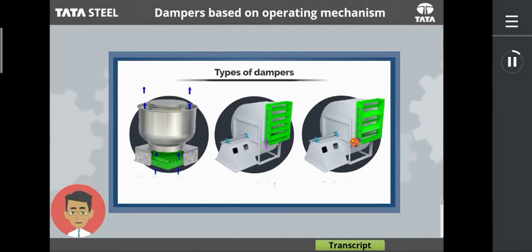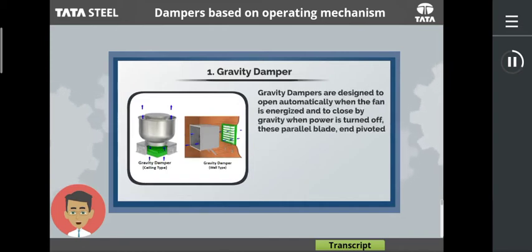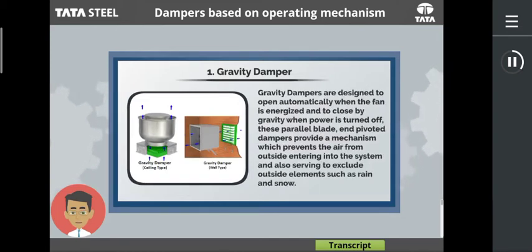Depending on the basis of operating mechanism, dampers can be classified as 1. Gravity damper, 2. Manual operated damper, 3. Motorized damper. Gravity damper. Gravity dampers are designed to open automatically when the fan is energized and to close by gravity when power is turned off. These parallel blade and pivoted dampers provide a mechanism which prevents the air from outside entering into the system and also serving to exclude outside elements such as rain and snow.